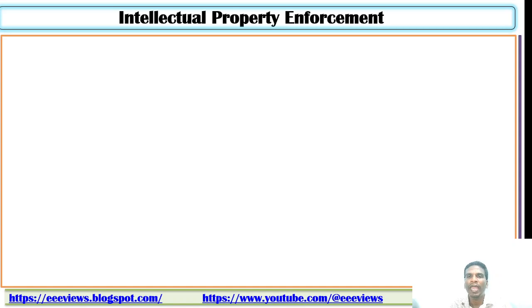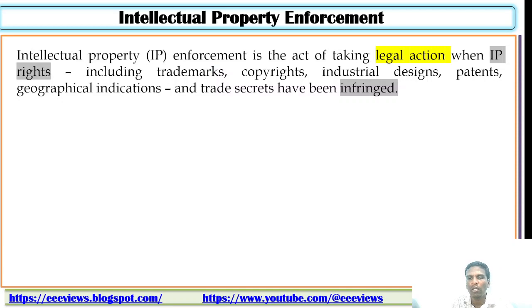So the main aim of this enforcement is that legal actions will be there. Mainly we are focusing on legal actions if any infringement is happening. That is the main thing. So enforcement is the act of taking legal actions against the various types of IPR listed: copyright, trademark, designs, patent, geographical indication, trade secrets. If any infringement is happening, then you can take legal action and enforce them.